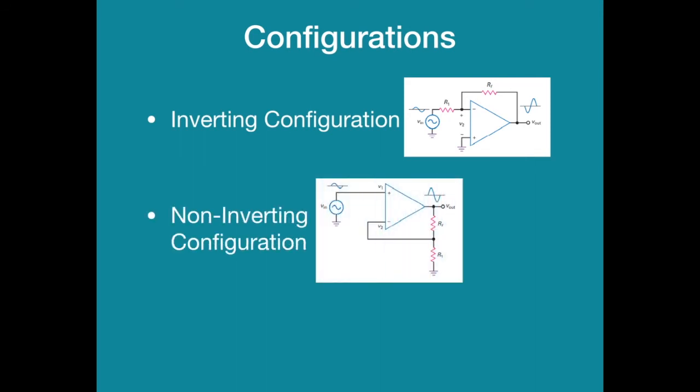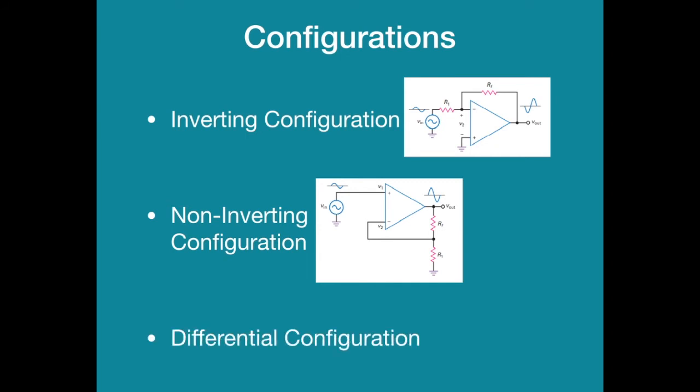The second configuration is non-inverting configuration, where the input is applied to the positive terminal, right? And the output is in phase with the input. These resistances earlier also were connected to the negative terminal, and in this configuration also, because these resistors are used to provide negative feedback to the operational amplifier, so they end at the negative terminal.